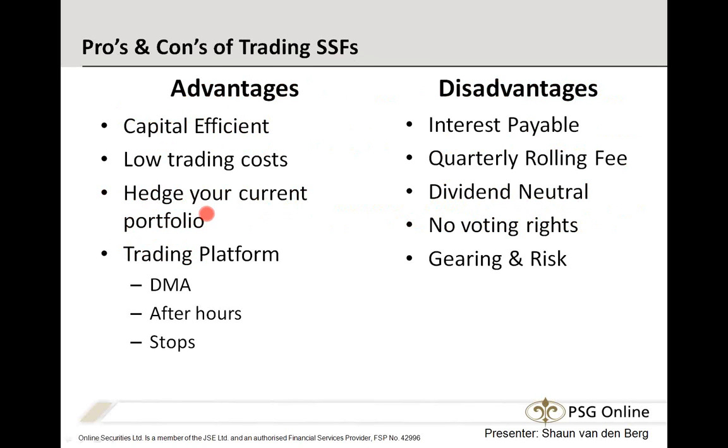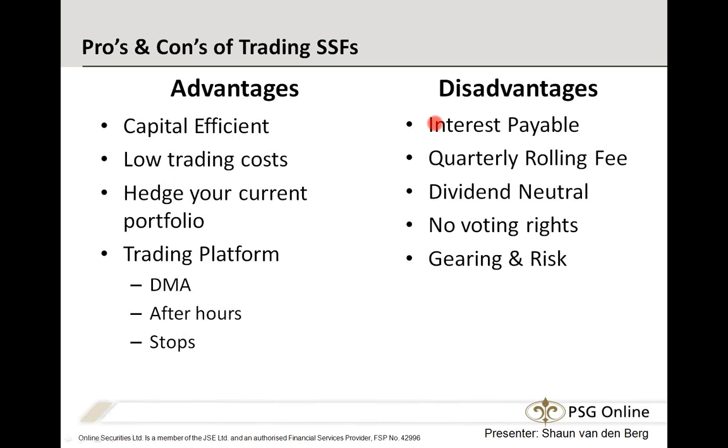Okay. So pros and cons quickly, just before going to CFDs. They're capital efficient, with low trading cost. You can use them to hedge your portfolio. Remember the trading platform: you have direct market access. You can place your orders after hours, and there's also a facility where you can place your stops and things like that. The disadvantage: remember the price includes interest.